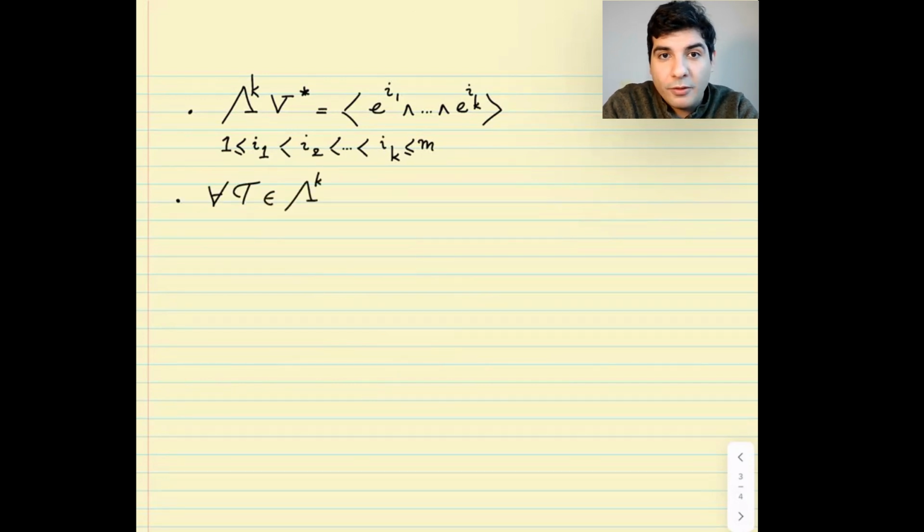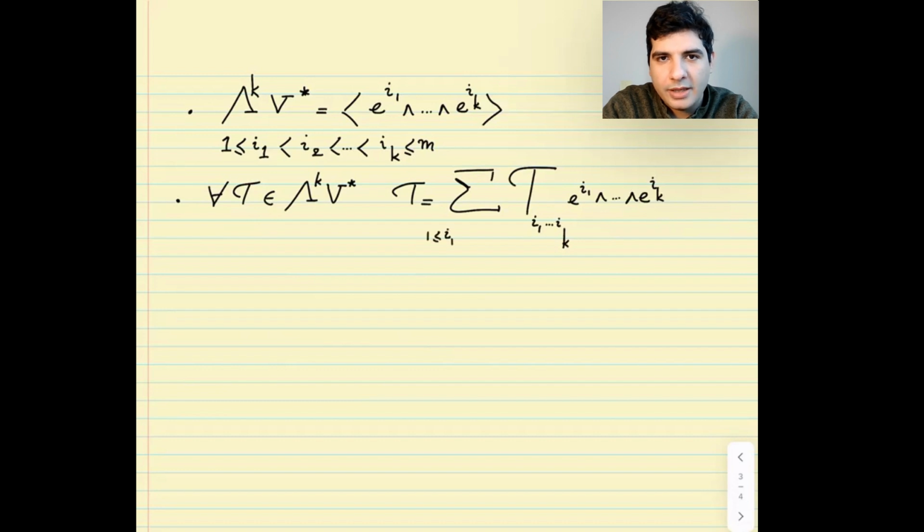So if T is a k-form, it should be possible to write T in terms of these elements. T should be a linear combination of e^{i1} wedge e^{i2} up to e^{ik}, with some real coefficients. We denote these real coefficients by T_{i1...ik}. The sum is over i1 up to ik, which can be any k distinct numbers between 1 and m, and we assume they are ordered.